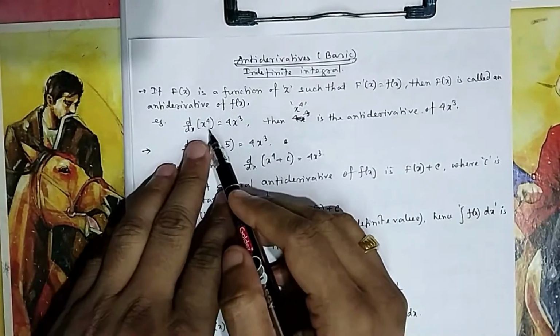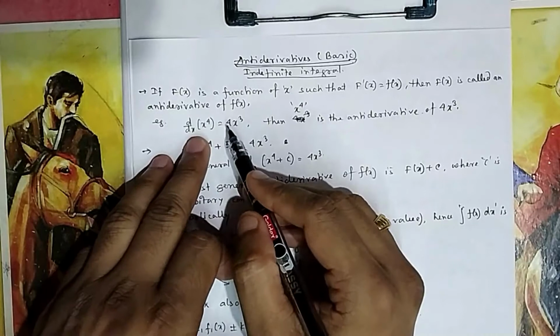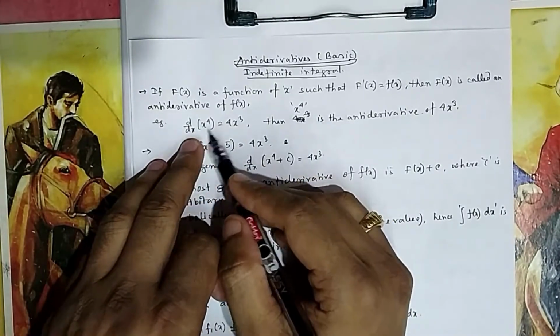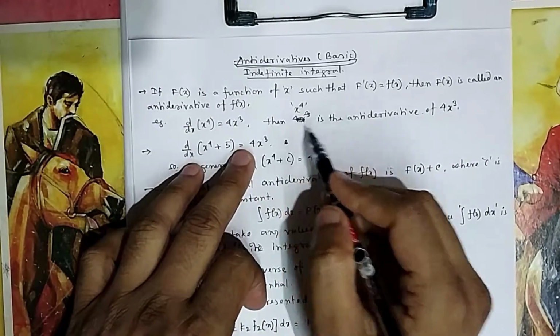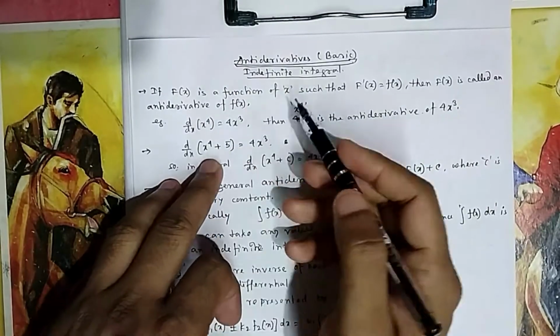Suppose you take d/dx of x to the power 4, which is equal to 4x cube. So 4x cube is the derivative of x to the power 4, and x to the power 4 is the antiderivative of 4x cube. If you go this way, then this becomes the antiderivative of this one. Similarly, you can think of other things also.